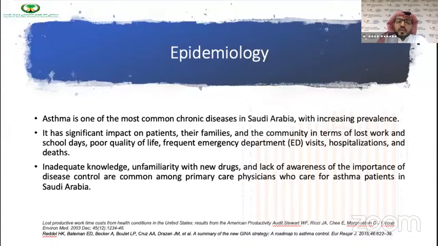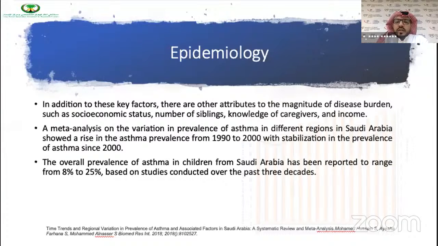They found that inadequate knowledge and unfamiliarity with the new drugs and lack of awareness of the importance of disease control are common among primary care physicians who care for asthma patients in our country. In addition to these factors, there are others attributed to the burden of the disease, such as socioeconomic status, number of siblings, knowledge of the caregiver, and also the income. According to the meta-analysis that I mentioned earlier, the prevalence of asthma in different regions of Saudi Arabia was recorded, and it showed a rise in asthma prevalence from 1990 to 2000, with stabilization of the prevalence of asthma since 2000.